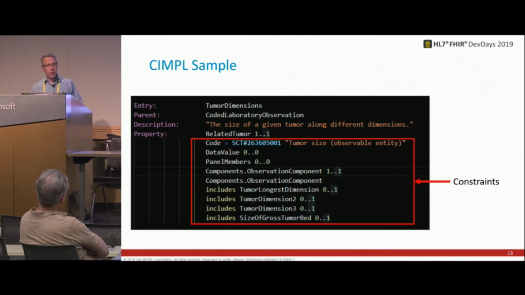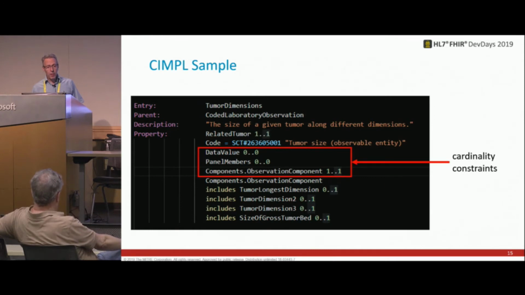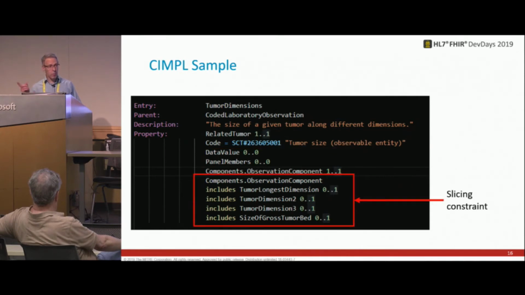Then there's a bunch of statements that are constraints. So going through those one by one, we're fixing the code here of this observation to be a SNOMED code for tumor size. It's not going to have a data value. It's actually going to be a set of components. So you'll see that the data value and the panel members, which are the related observations, are zeroed out. And we're going to require these components. And the components that we're requiring now are the longest dimension, the secondary dimension, and the tertiary dimension, as well as the size of the gross tumor bed.